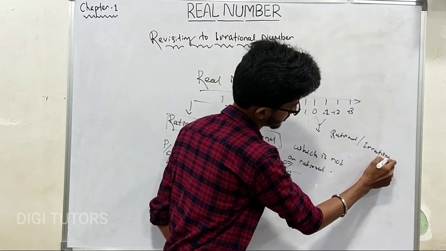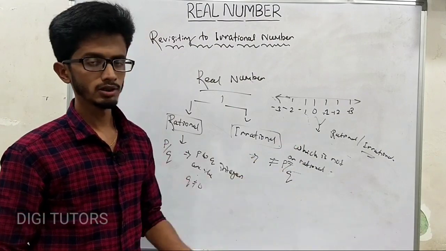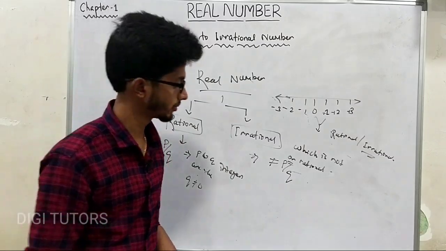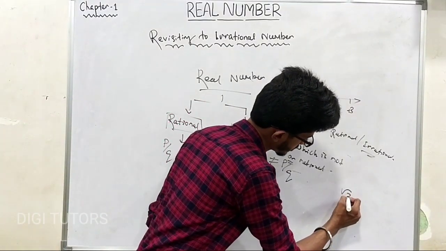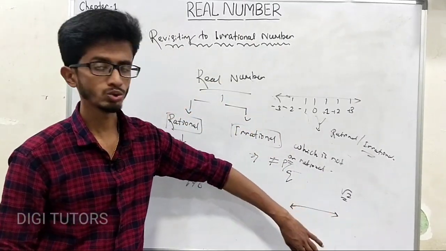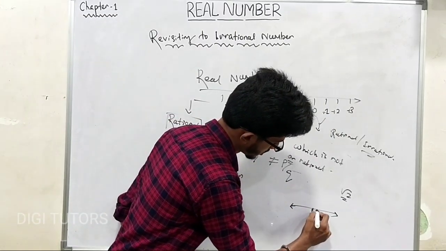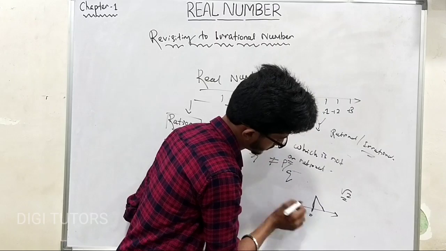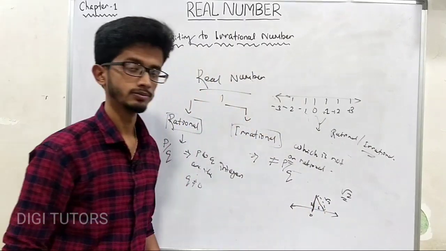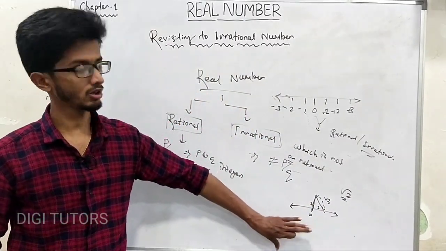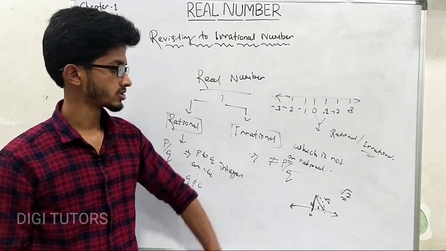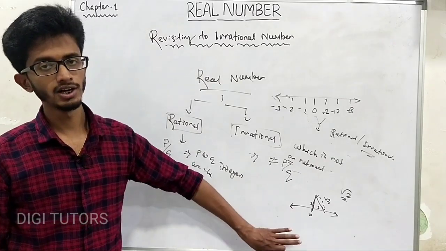irrational numbers. In class 9 you learned how to represent an irrational number on the number line. Suppose the irrational number is root 2. On the number line, take 0 and 1 unit, and with a compass draw an arc, and this is your root 2, with sides of 1 and 1. So this is the representation of an irrational number on the number line, and today we will discuss how to prove the irrationality of an irrational number.